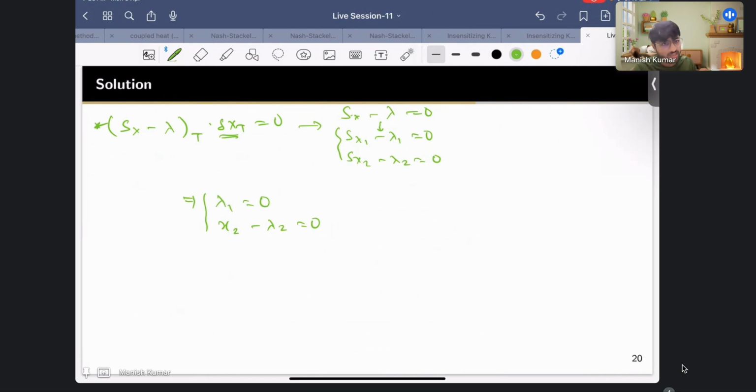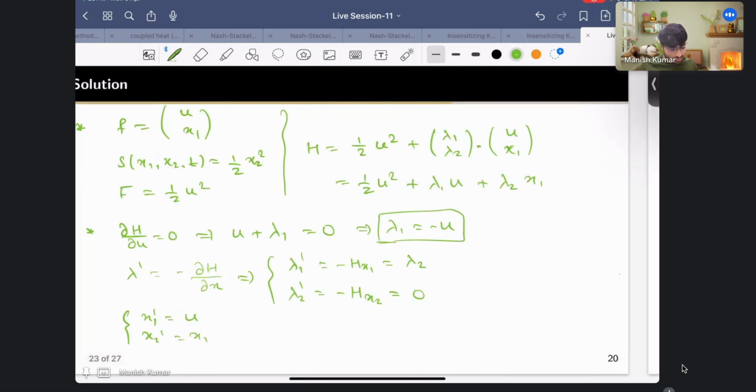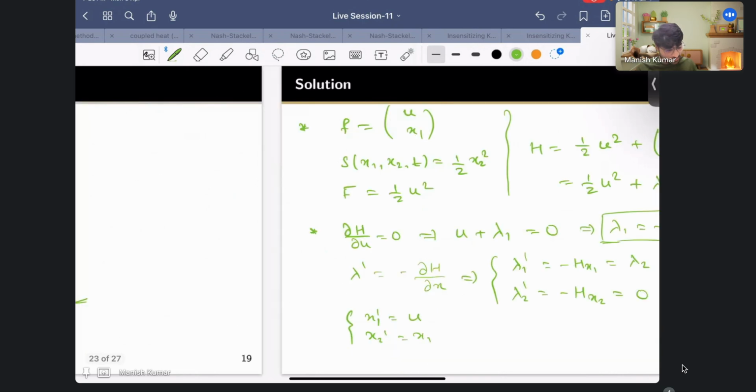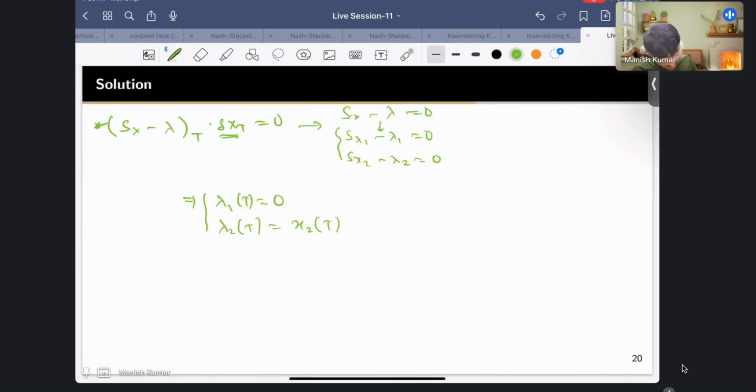Okay, so this is at capital time T. It's the boundary values, so I should write it here. What you get is lambda 1 at capital time T is 0, and lambda 2 at capital time T is nothing but x2 at capital time T. And T is fixed here. Let me write T is 5, so this is lambda 1 at 5, and lambda 2 at 5 is x2 at 5.